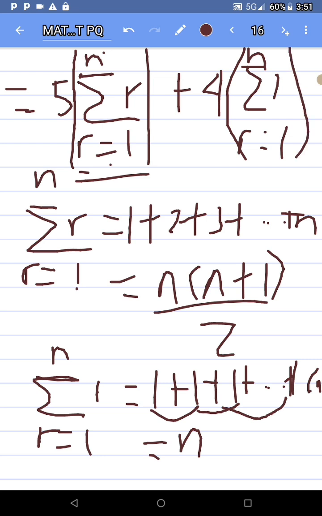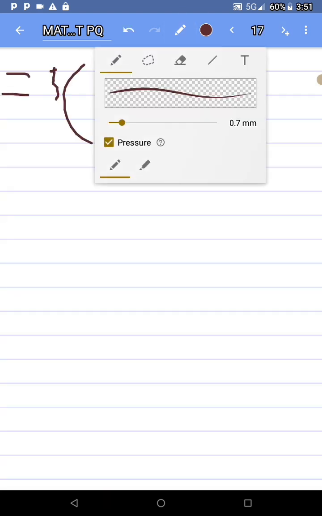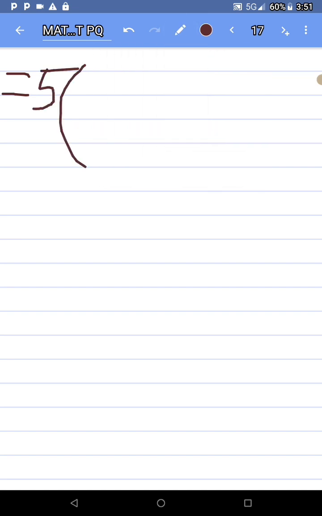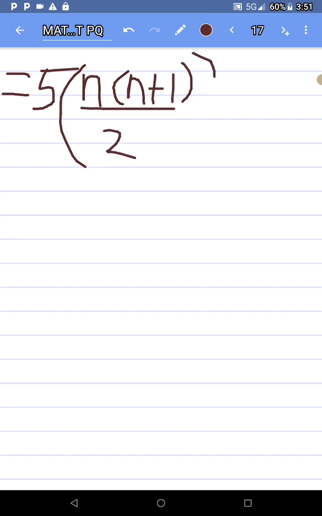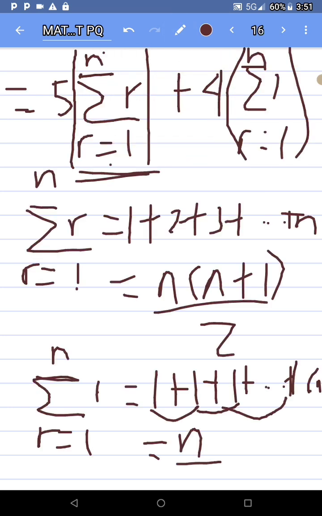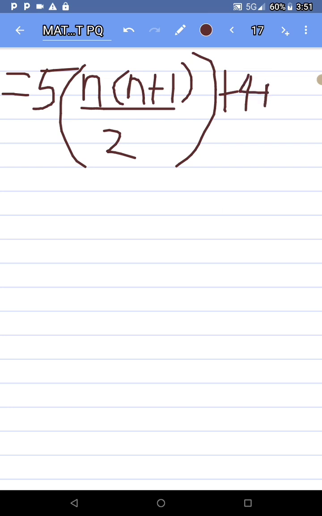So we've gotten this one to be n. So let's substitute and see what we get. That will be 5 into brackets n open bracket n plus 1 all over 2, then plus 4 times n. Somebody is asking, how do we get it? This is n here, so that will be 4 times n, 4 times n for n.